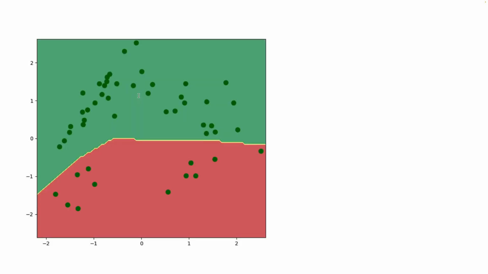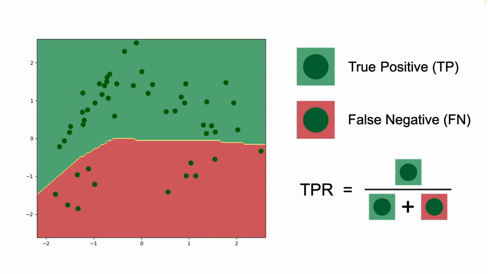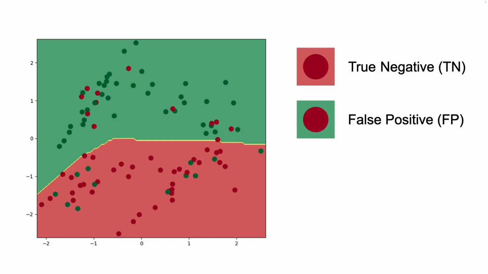Of all these samples that are actual positives, some of them were incorrectly classified by our model as being negative. The metric which measures how many true positive samples we were able to identify is the true positive rate we mentioned previously. On the other hand, when looking at the negative samples, some of them were classified as positive by our model, the false positive samples. The metric which measures the percent of false positive samples in our prediction is the false positive rate.